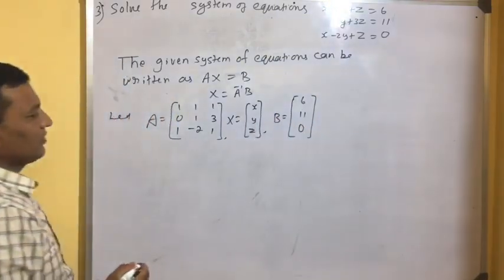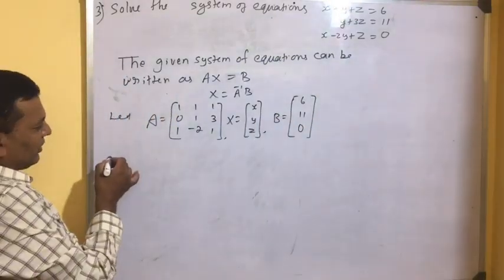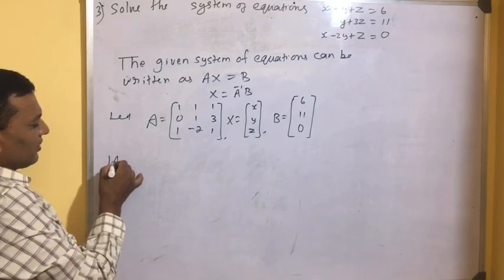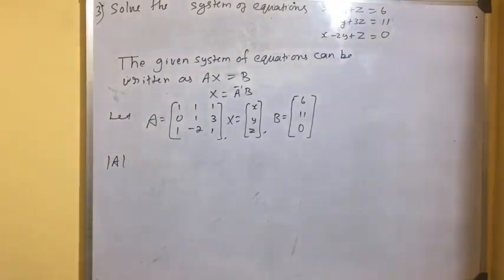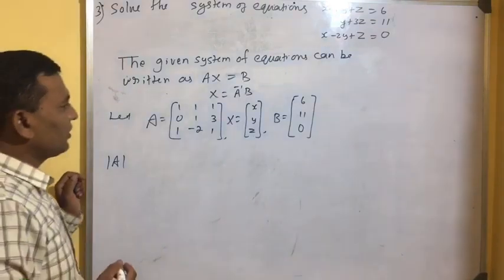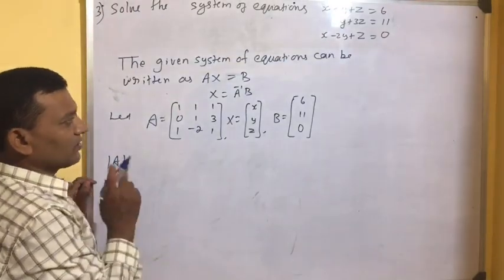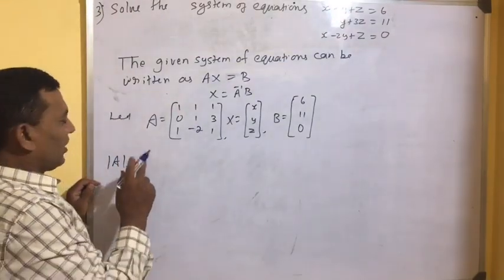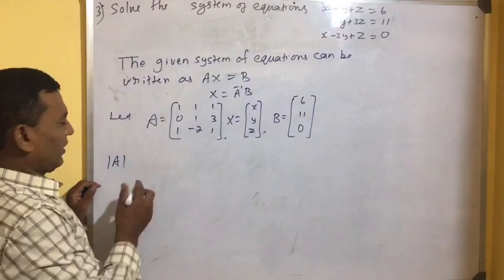Once we get this one, first we have to find the determinant of the given matrix A. That is what we have taken as matrix A. Now if this is non-zero, then A inverse exists and the solution also exists. Otherwise it may be a singular matrix.